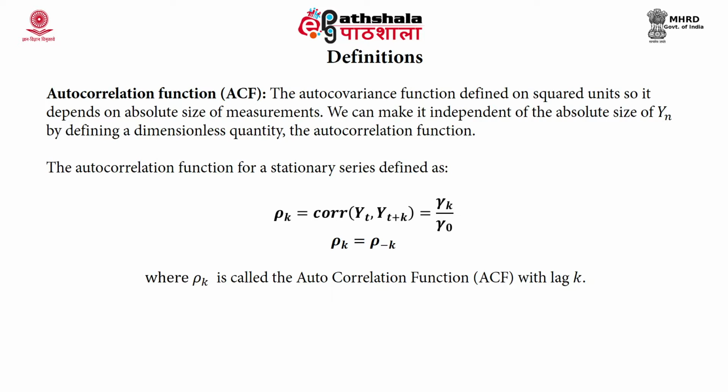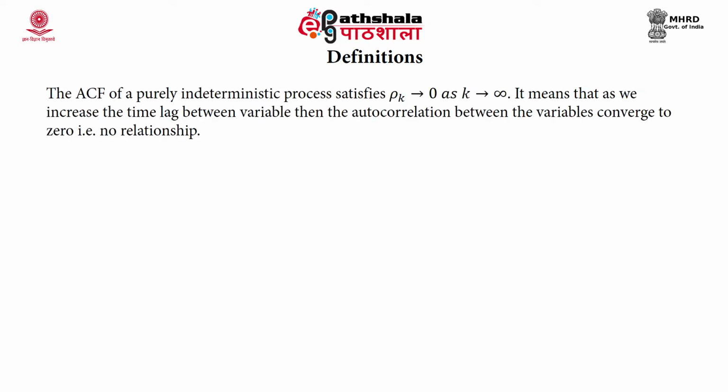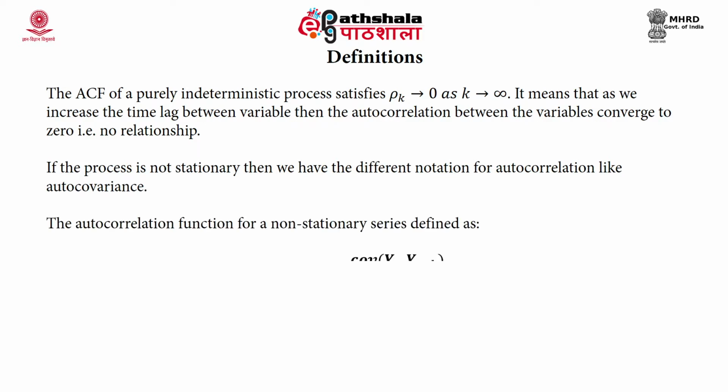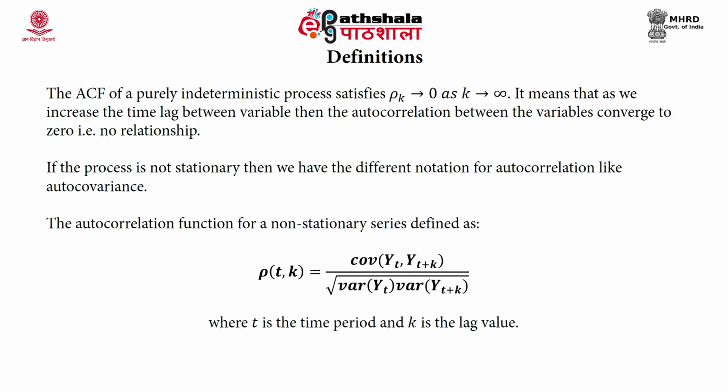And in a similar manner, rho k is equal to rho of minus k, that is there is no difference whether you are taking lag k or minus k, where rho k is called the autocorrelation function with lag k. The autocorrelation function of a purely indeterministic process satisfies rho k converges to 0 as k tends to infinity. It means that as we increase the time lag between variables, then the autocorrelation between the variables converges to 0, that is there is no relationship.